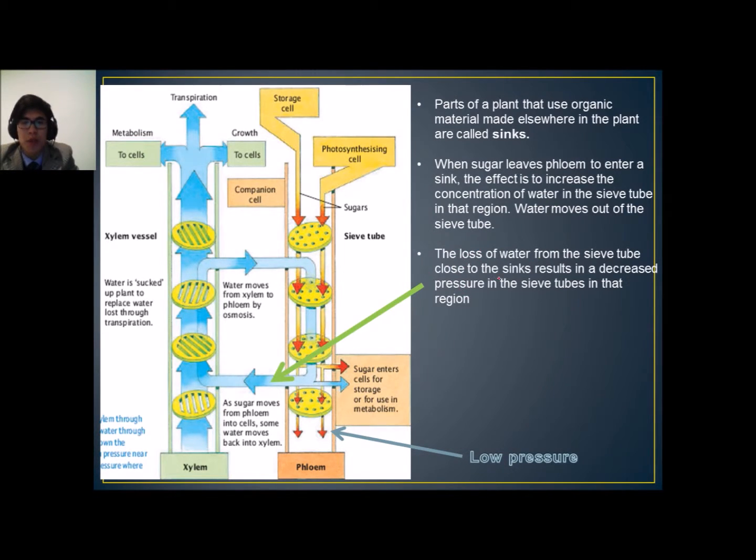The loss of water from the sieve tube close to the sink results in a decreased pressure in the sieve tubes in that region. So what's happening is, if you look at the sieve tube again here, the whole idea of sugar leaving the phloem to enter a sink is actually increasing the water in the sieve tubes here. The more sugar you have in these sieve tubes, the more water is going to pass through. Then, as you use the sugars as they enter the sink down here, like the roots, the water goes back out to the xylem, and there's low pressure down here now. So that results in low pressure in the sieve tubes in that region.